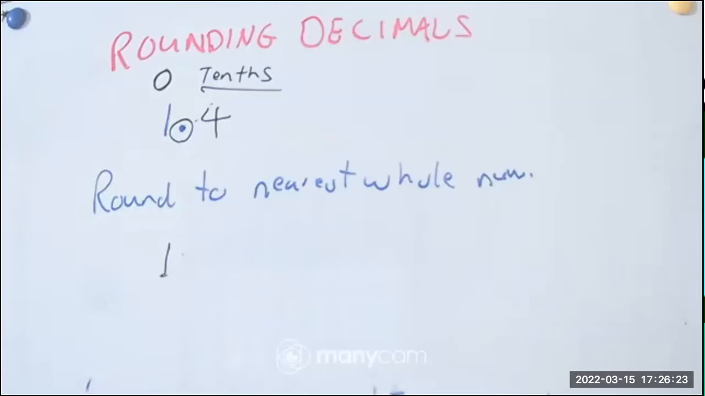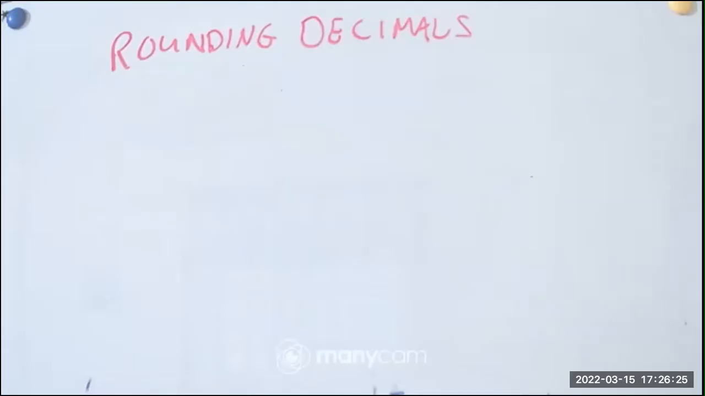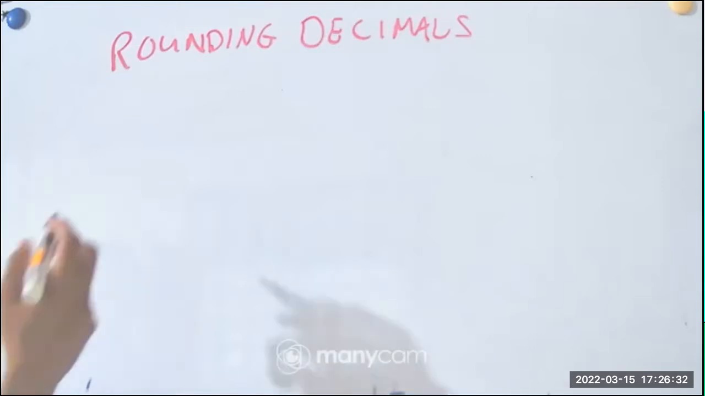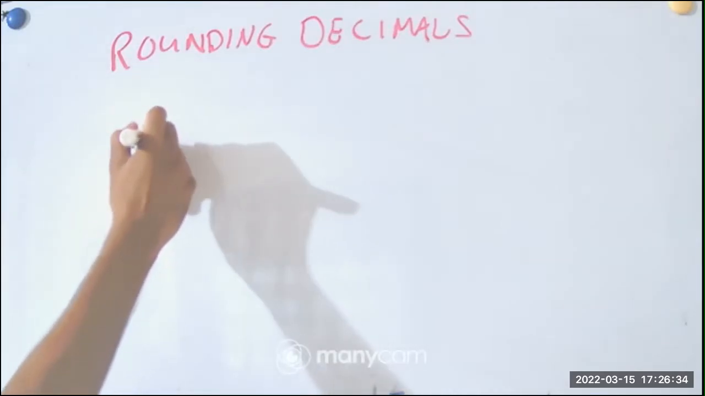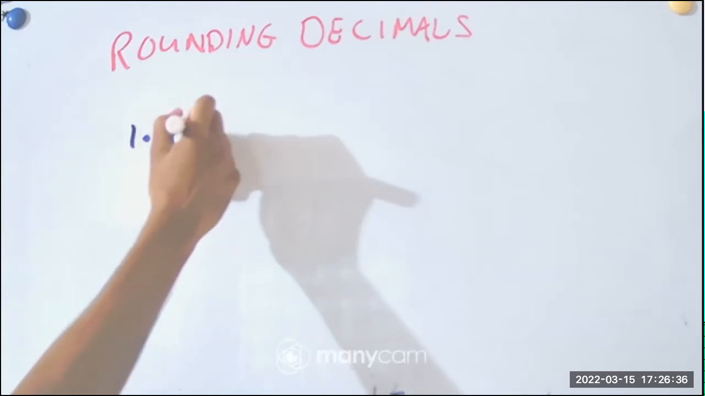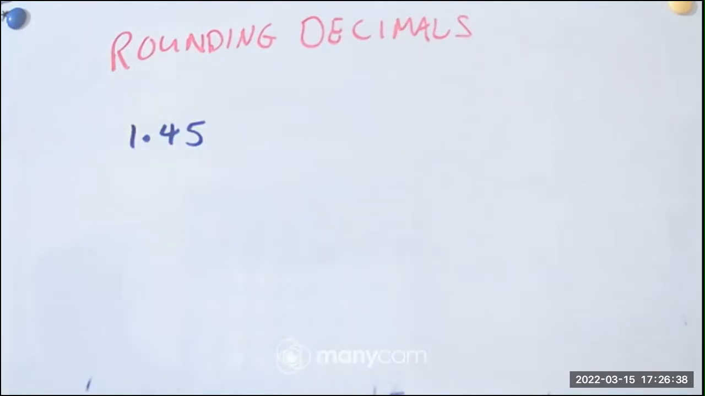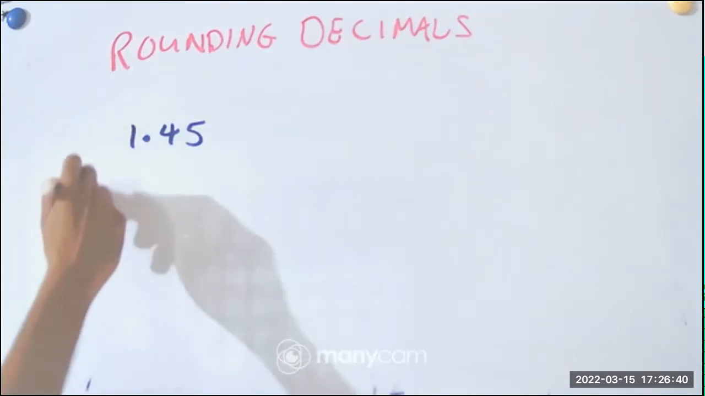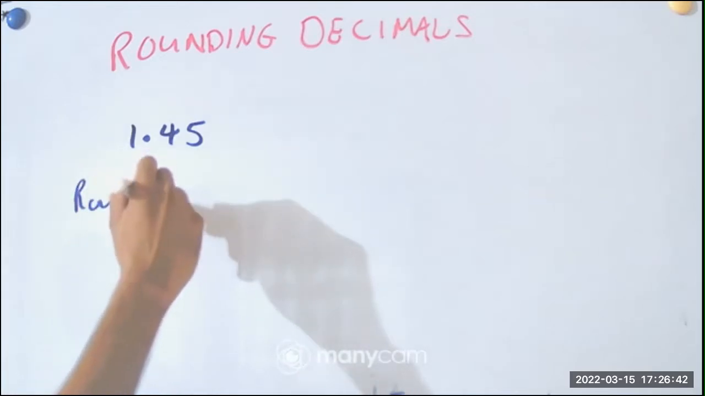Okay, so let's proceed to rounding to tenths. The similar concept would hold. So for example, let's say we had the number 1.45 and we need to round to the nearest tenth.